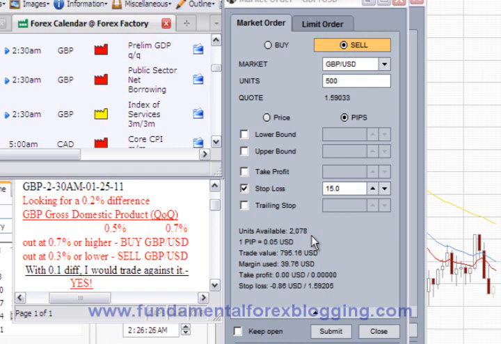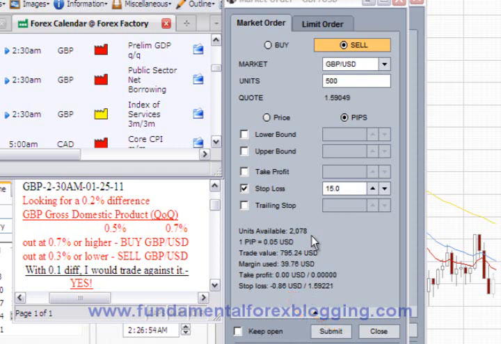Here's my setup to trade the currency pair British pound against the US dollar. My market order shown here, a sell order, and behind it a buy order, then the units I am trading and my stop loss. Early on, my broker spread shown here is small, but will increase about a minute before the news release, which will be shown later in this video.